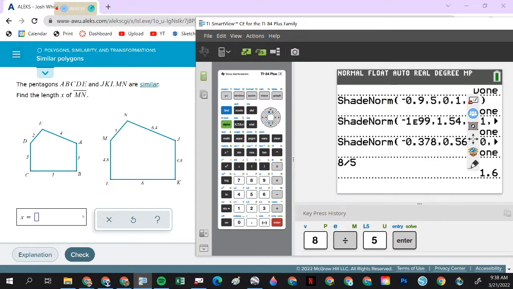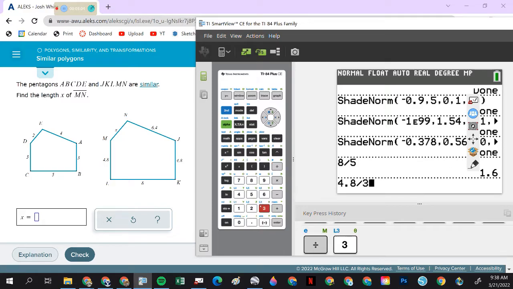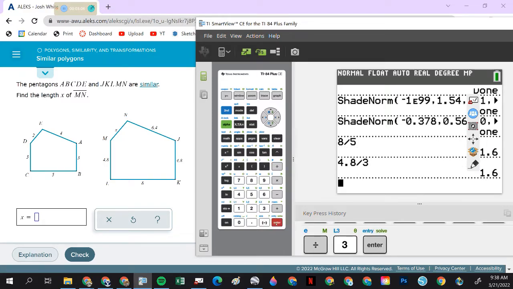Now that should be true of any side. So if I take JK and divide it by AB, 4.8 divided by 3, I should get 1.6. And that's true for every single side. If one of the sides does not give the same ratio, then the figure is not similar, which is equivalent of saying if one of the angles is not congruent to its corresponding angle, then the shapes are not similar.